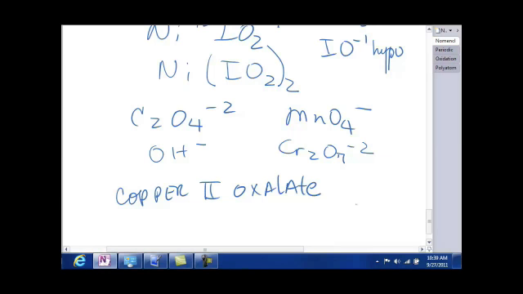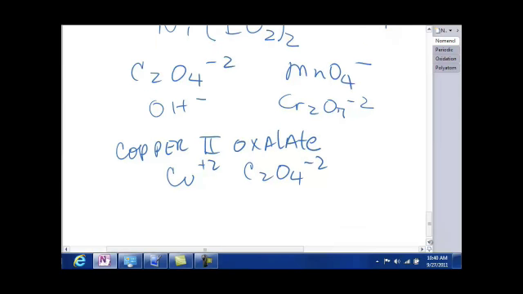Okay, so let's finish this one. How do I write this one? Copper 2 oxalate. So I know that oxalate is C2O4 minus 2, and copper 2 must be what? Copper plus 2. That Roman numeral 2 means it's copper plus 2. Are you with me? And once you've analyzed, I am in category 2. This is an ionic compound.